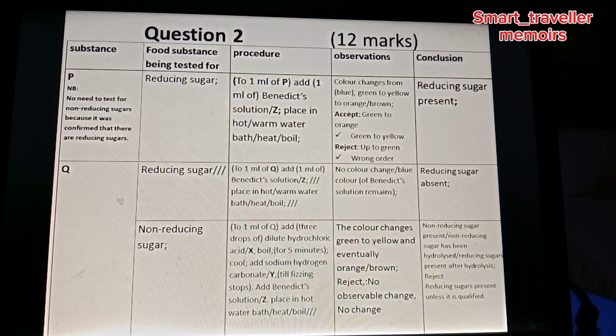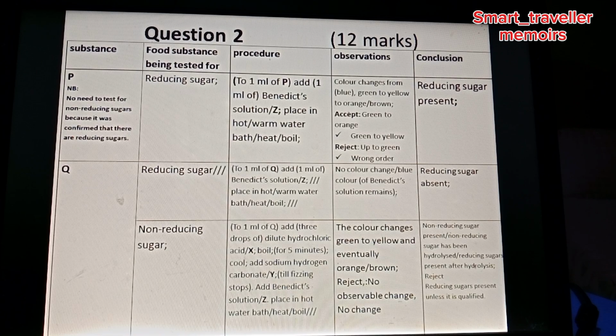Changes color from blue, green to yellow to orange, stroke brown. Accept green to orange, direct. You heat and then it turns green, orange. Green to yellow, accept. Reject up to green, because that is wrong. Reducing sugar present. Q, for the food substance, is equivalent mark, because we are testing for reducing sugar.